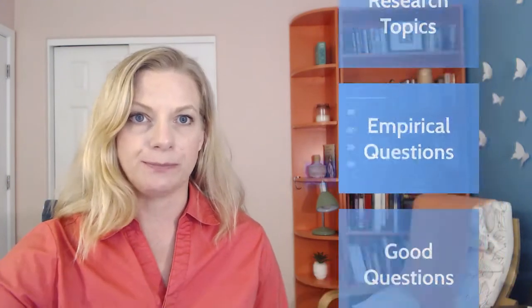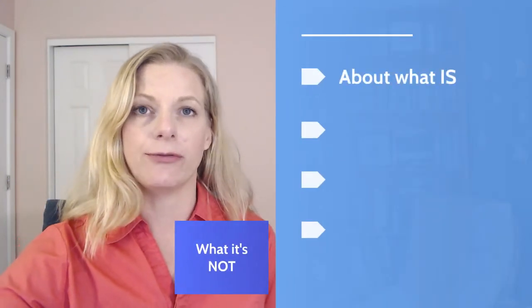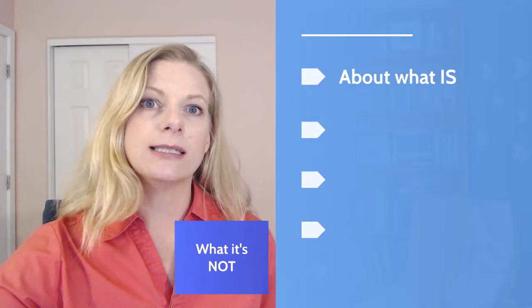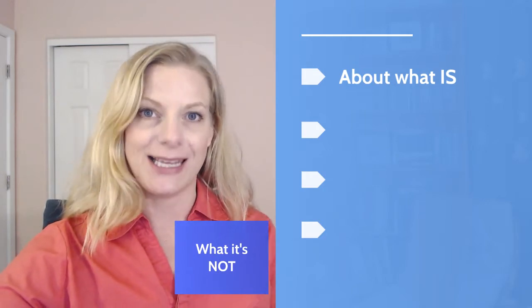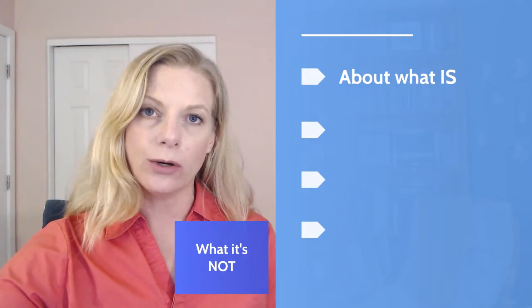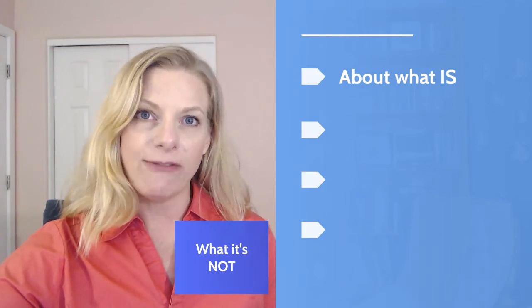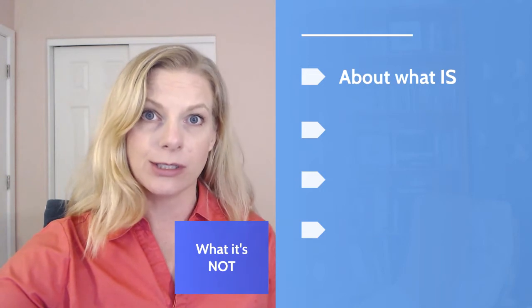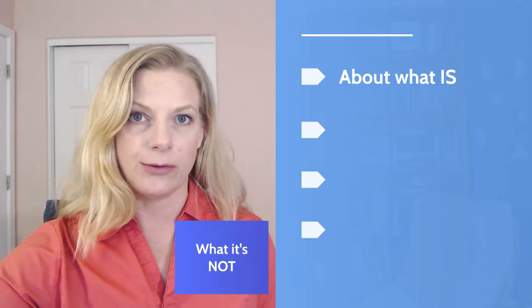So from this research topic, we are going to need to identify an empirical research question. Empirical questions have a few things in common. One thing is that it's a question about what is. So it's a question about something that is actually happening in the world that we can get evidence from the world to support or refute.